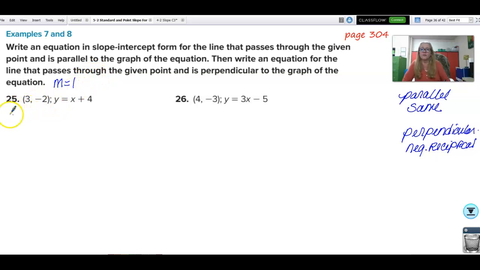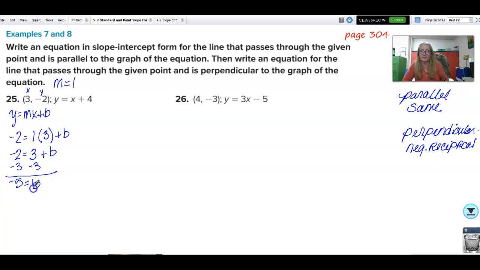Okay, so to find the parallel line, I use y equals mx plus b. I use this for x, this for y, and this for m. So y is negative 2, m is 1, x is 3, and I need to find b. Negative 2 equals 1 times 3, which is 3, plus b. To get b by itself, I subtract 3 from both sides. That gives me negative 5 equals b.